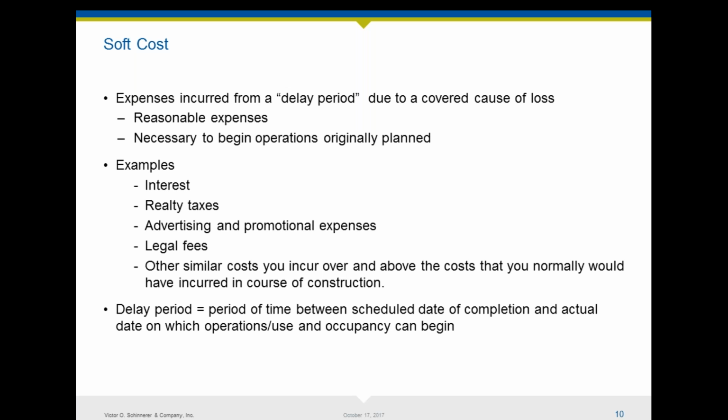These, once again, have to be necessary expenses so that you can start your operations as originally planned, or so that your client can start their operations. Examples, just a few listed here: interest on money that was borrowed, realty taxes, legal fees, or any other similar costs that are over and above the costs you normally would have incurred in the course of construction. Soft costs are automatically included in our form at $100,000. This is an automatic coverage, and it can be increased if needed, but with most of our clients, we feel that $100,000 is a very sufficient limit.